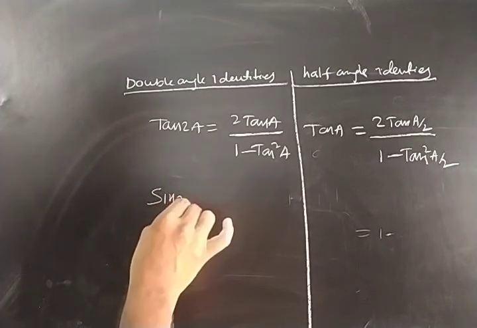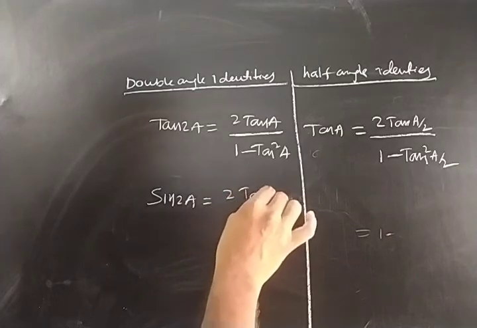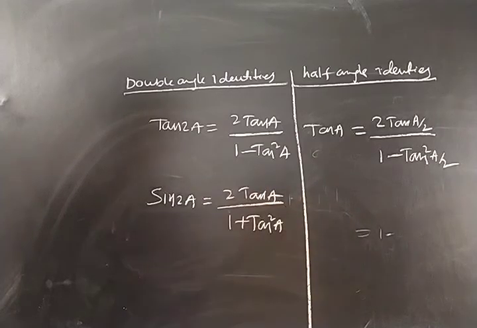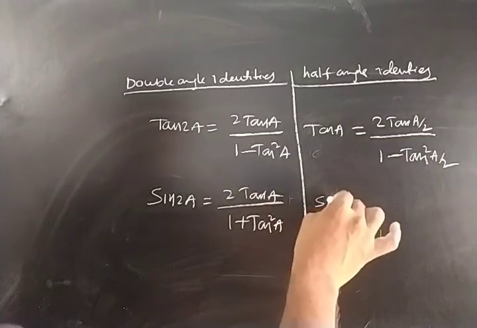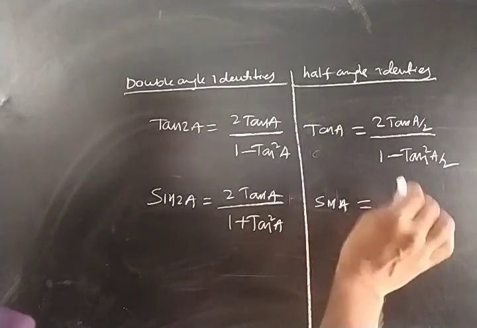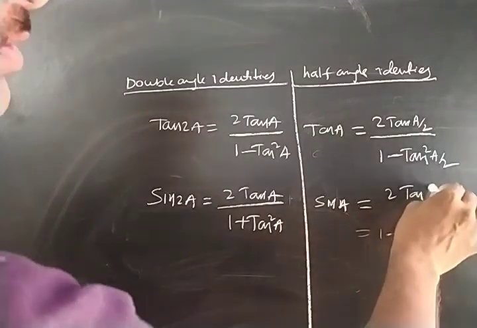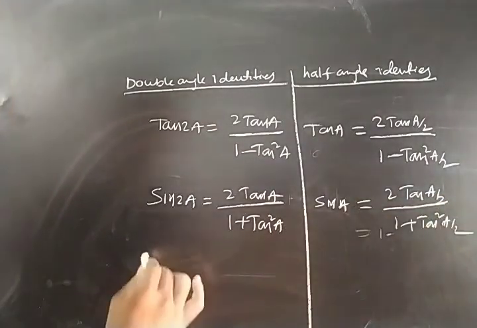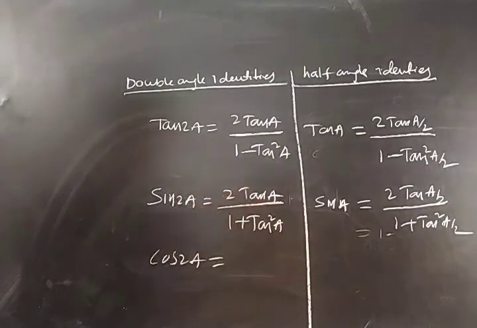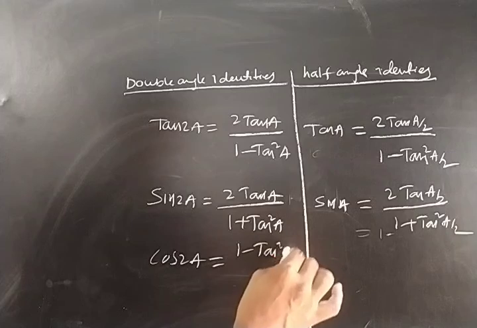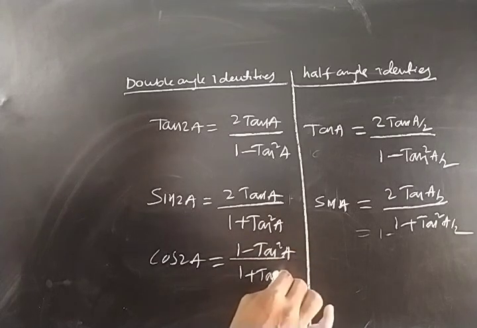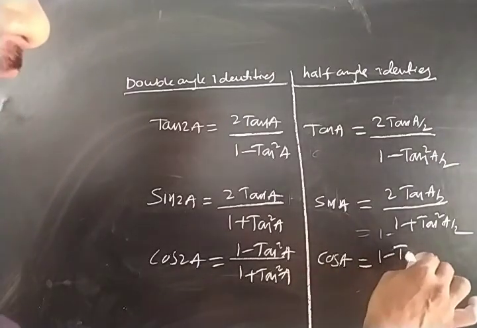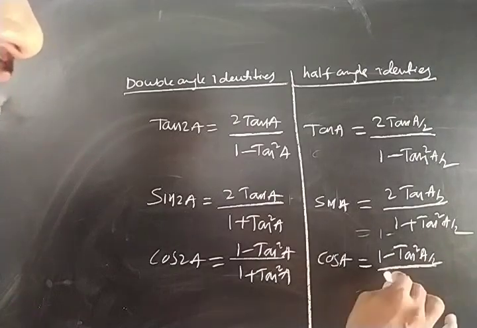And we know the special identities: sin 2A equals 2 tan A by 1 plus tan square A. Sin 2A we can express in terms of tan also. So if I divide the angle by 2, you will get sin A equals 2 tan A by 2 by 1 plus tan square A by 2. And another special double angle identity, cos 2A we can write as 1 minus tan square A by 1 plus tan square A. Again dividing the angle by 2, you will get cos A equals 1 minus tan square A by 2 by 1 plus tan square A by 2.